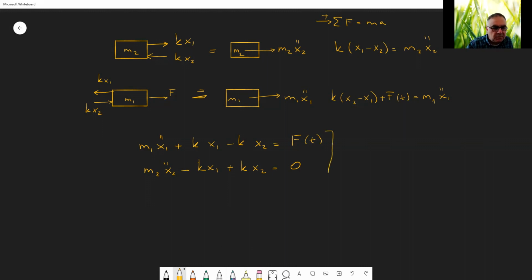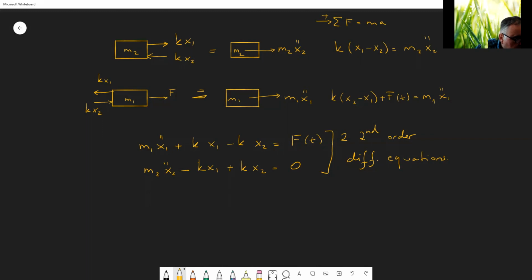So we have two second order differential equations that describe this system. We might want to write this in terms of x and f if you like.